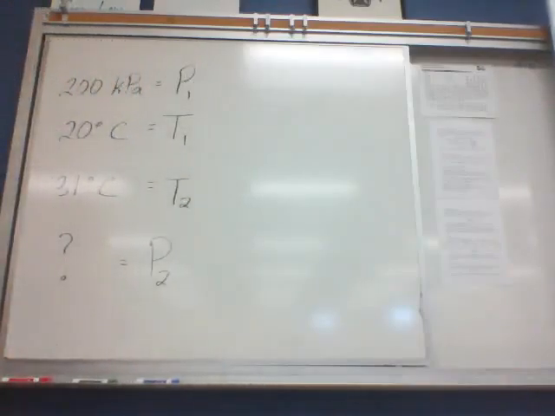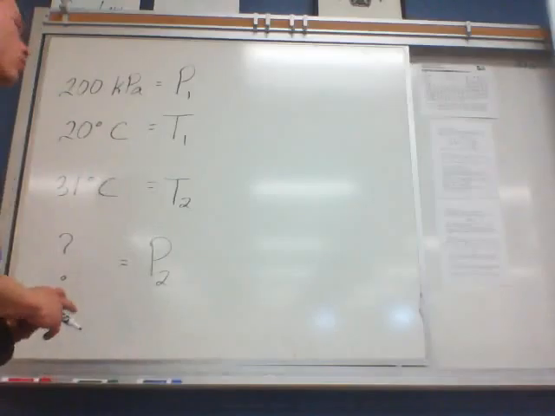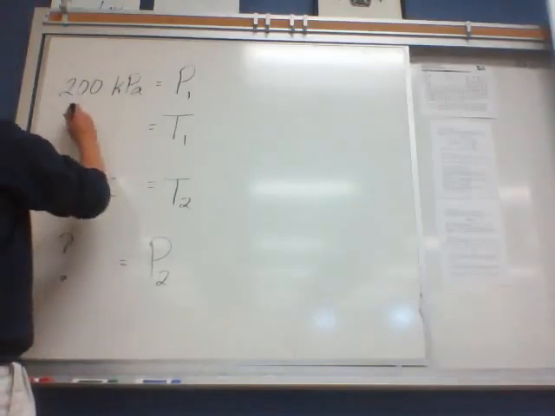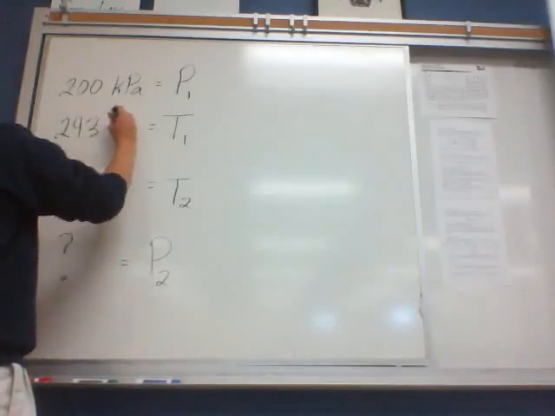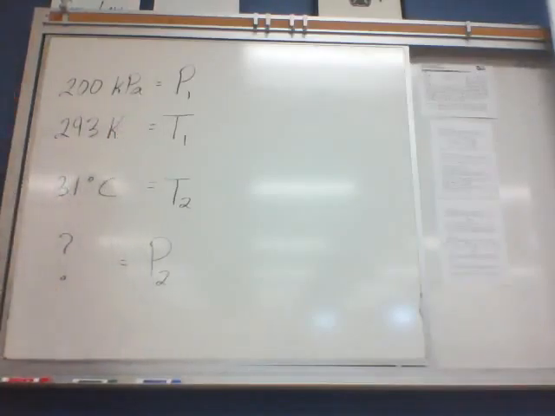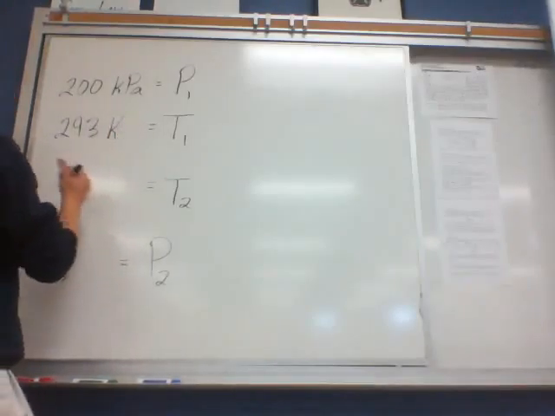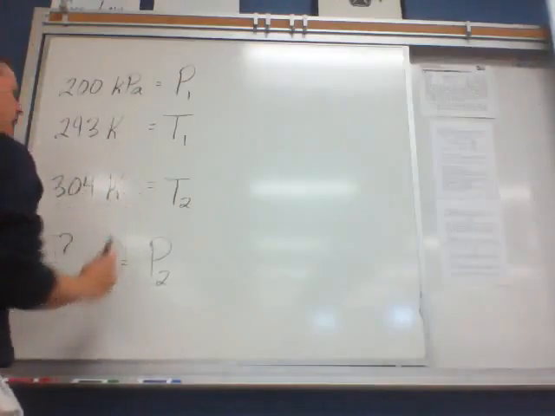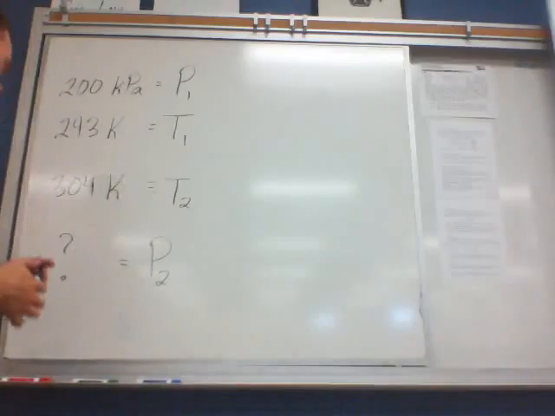Then we get a second temperature as well. But we know that degrees Celsius is never okay. We need to add 273 to these. 273 plus 20 is 293 Kelvin. 31 plus 273 is 304 Kelvin. And now we've got temperatures we can use.